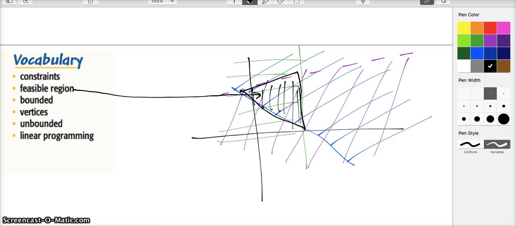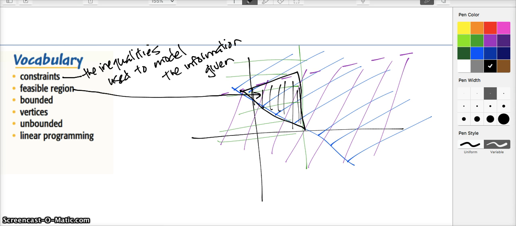See, what linear programming does, it takes word problems, and we break them down into inequalities. Those inequalities are considered the constraints. So those inequalities are going to be used to model the information that's given. And so the information might be, well, you'll see in a few minutes what that's going to look like. But those inequalities that we use to create the feasible region, we'll get them through looking at our constraints.